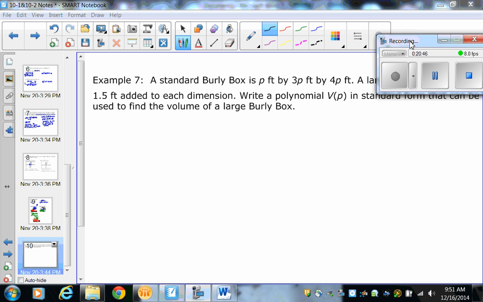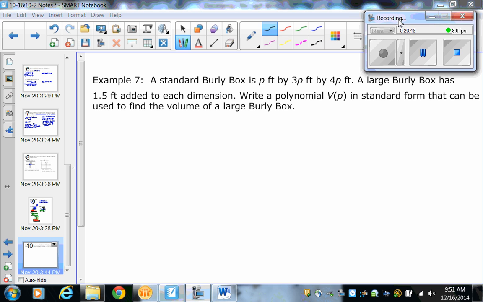Last example. It says a standard box is p feet by 3p feet by 4 feet p feet. The large box has 1.5 feet added in each dimension. And then it says, write the polynomial in standard form that can be used to find the volume of the large box. So first, we know that the volume for a box is just length times width times height.